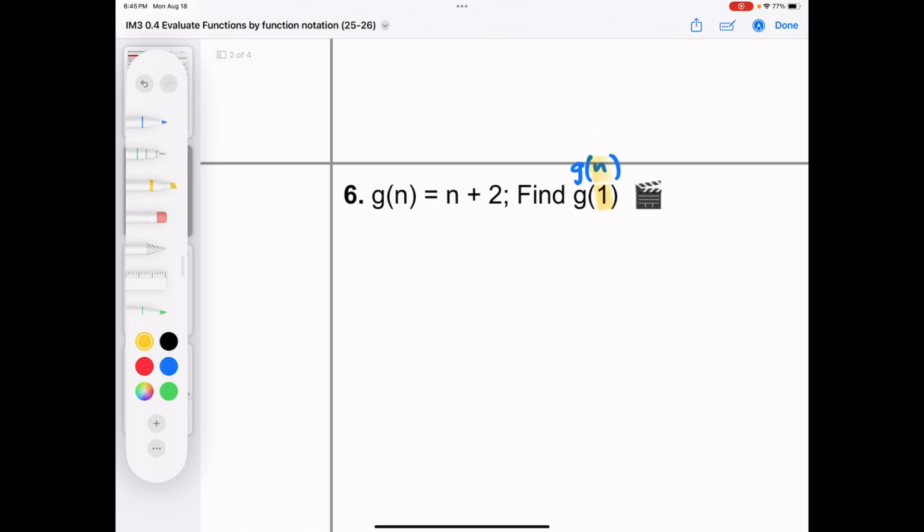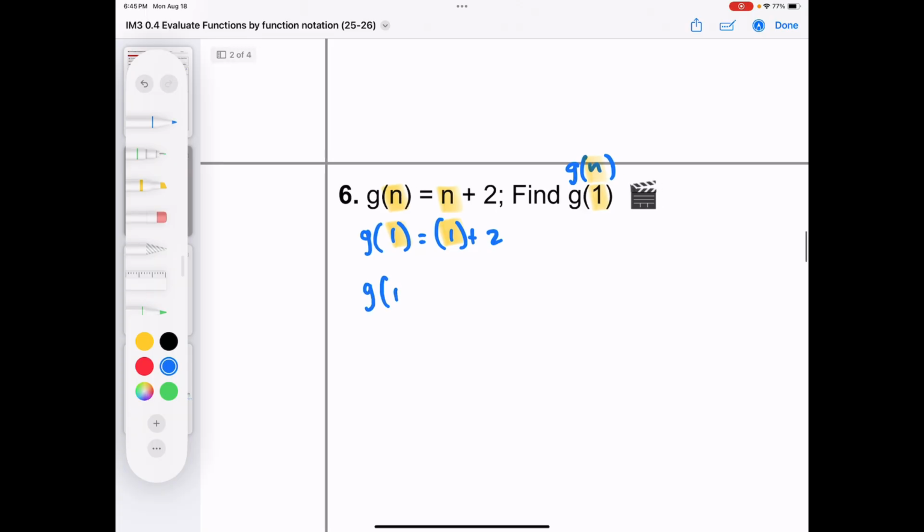Okay, so for this problem, the secret is g of n right here. Inside the parentheses is the key. It's telling us that every n value is going to turn into 1. G of 1 equals 1 plus 2. And that's pretty simple. You don't need the parentheses, so your answer is G of 1 equals 3. Remember, this will be your input, that'll be your output. That's your X, that's your Y.